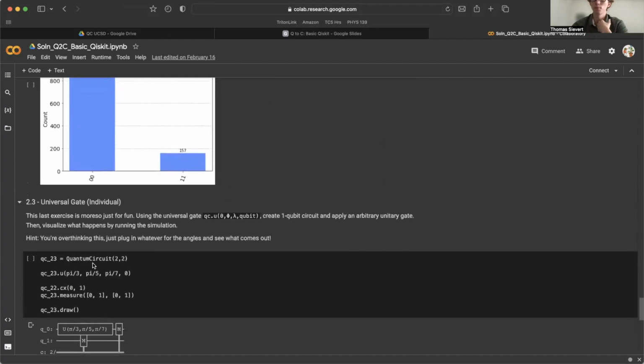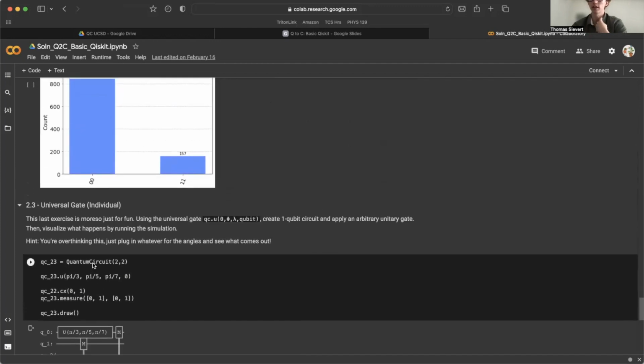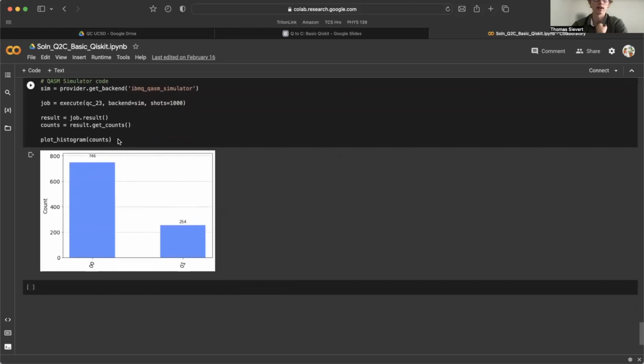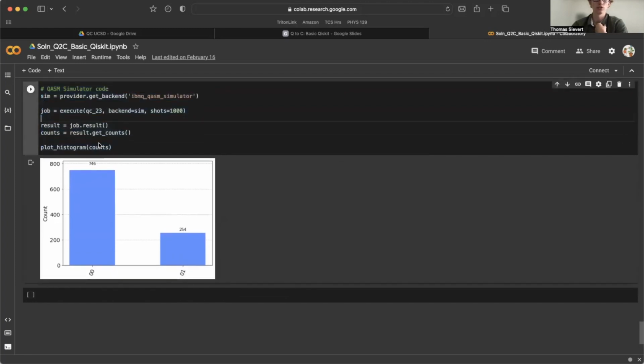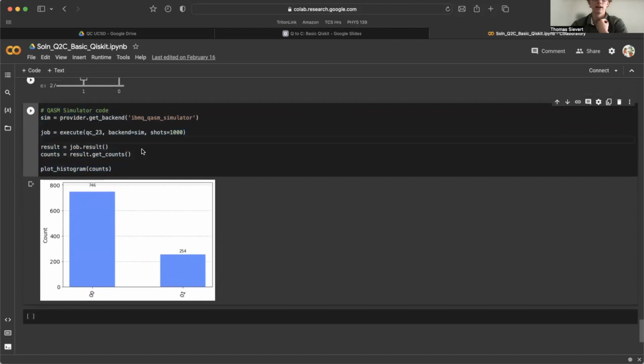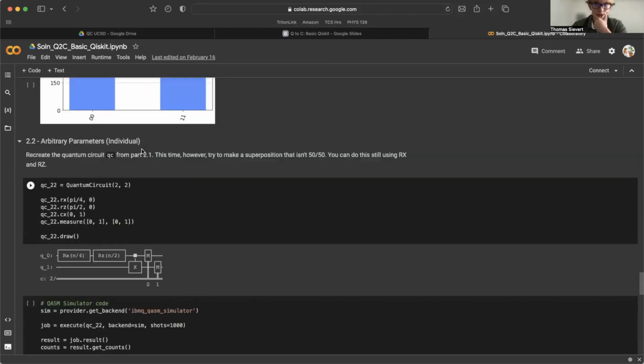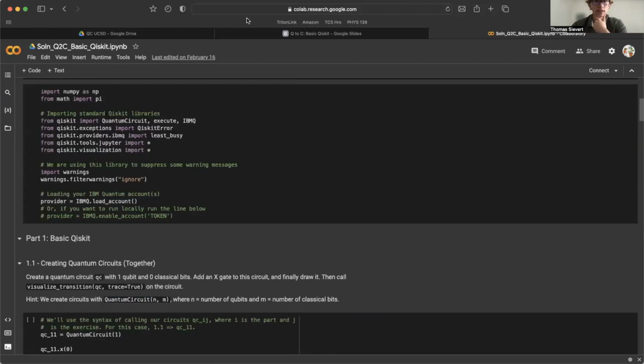But the point of this notebook is not really so that you fully understand how all of these gates work. It's more just to get used to actually running the code, get used to some of the syntax of Qiskit. It's like qc.gate. And then you apply your gates, you apply your measurement, and then you draw it, or you use this code here to just simulate it and plot the histogram. And that's the general arc of how every quantum circuit works. Okay, so that's the notebook and that's the slides.